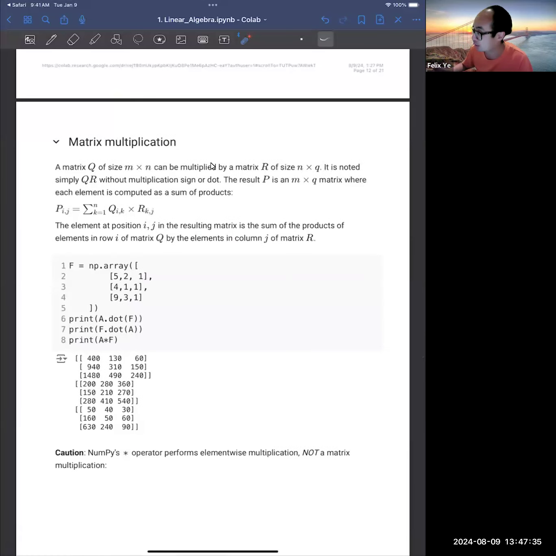Matrix multiplication, I assume you already know all of that. And what are the rules for matrix multiplications? It should be fairly straightforward. So this will be A dot F or F dot A. They are doing matrix multiplications. But A multiply F is not equal to F multiply A, right? This is because A and F are both matrices, but they don't commute with each other.